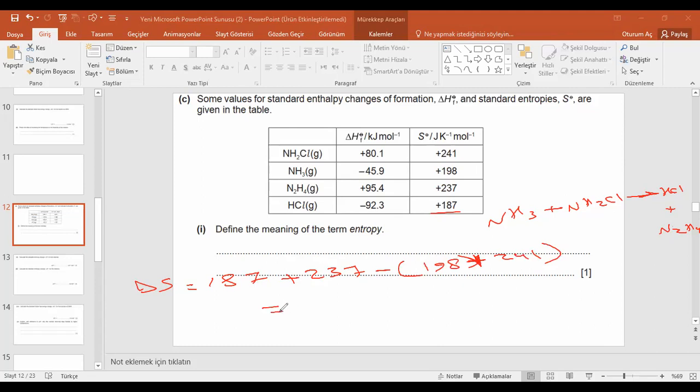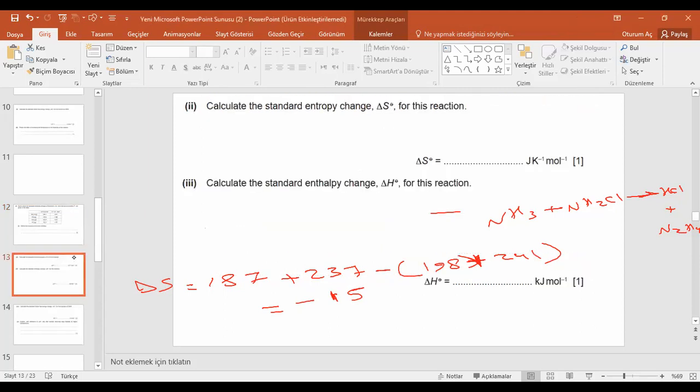Here, guys, the answer is going to be minus 15. Okay, it's going to be minus 15. Let's move to the next part of the question.